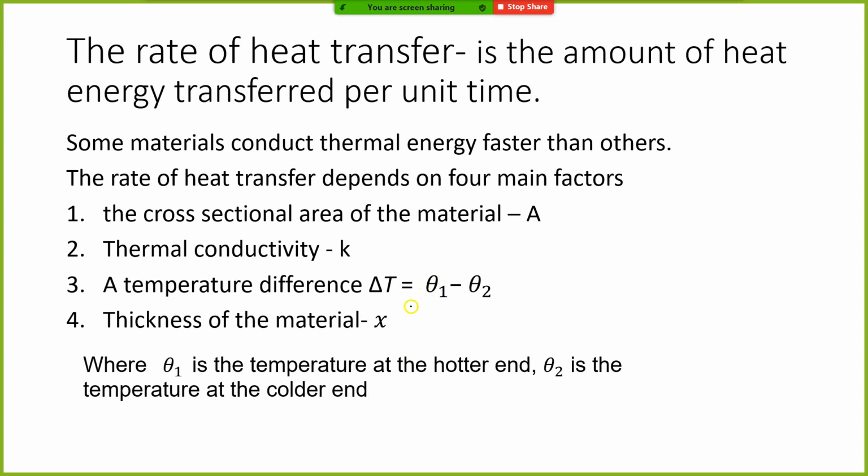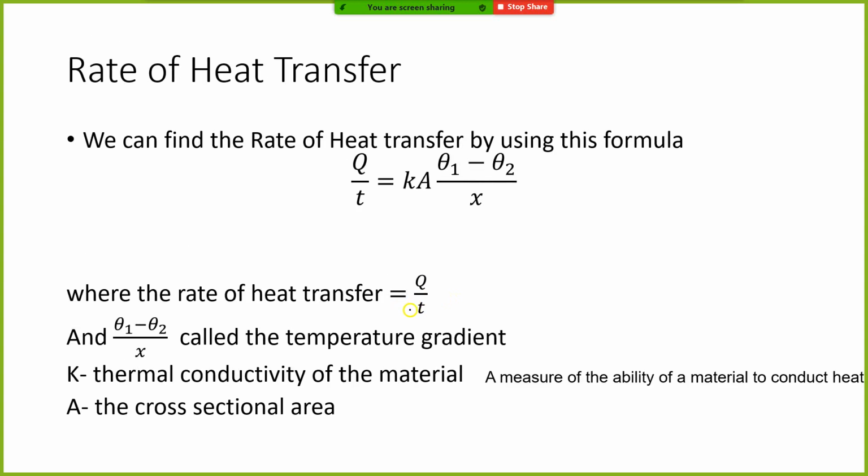Now all of what we're saying here, we're going to put in a formula. This is the rate of heat transfer formula that we must know, right? We must be able to remember it and to utilize it as well. So this is what is happening here. Q is what we use to represent heat, and we're dividing that by time. So this makes what we call the rate of heat transfer.